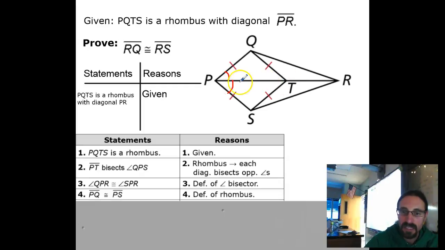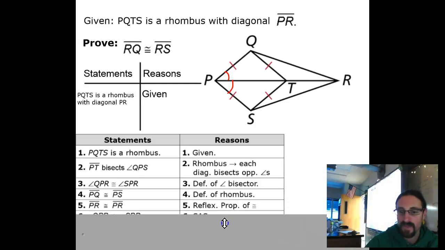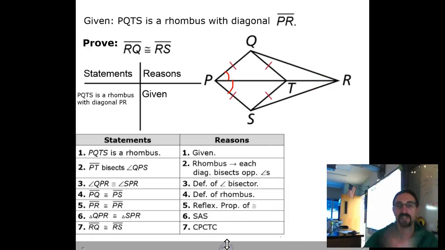That's what they're showing you in steps 2 and 3. It says, PT bisects QPS, and therefore, the definition of a bisector means those 2 angles are congruent. Great. Now I know this angle is congruent, this side, that side. And I know PR is also congruent to itself by the reflexive property. Therefore, these 2 triangles, QPR is congruent to SPR, and according to, you guessed it, CPCTC, this side here, RQ, is congruent to RS.